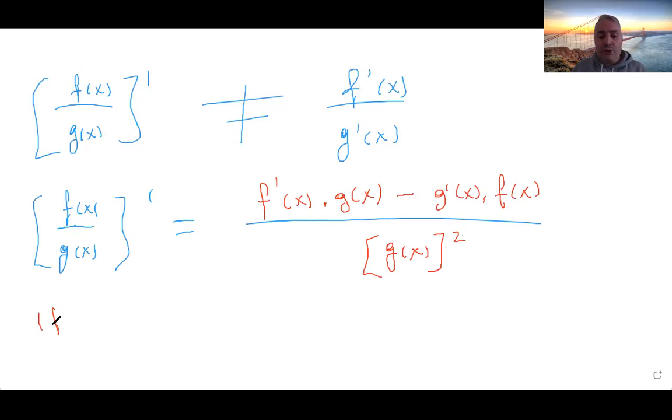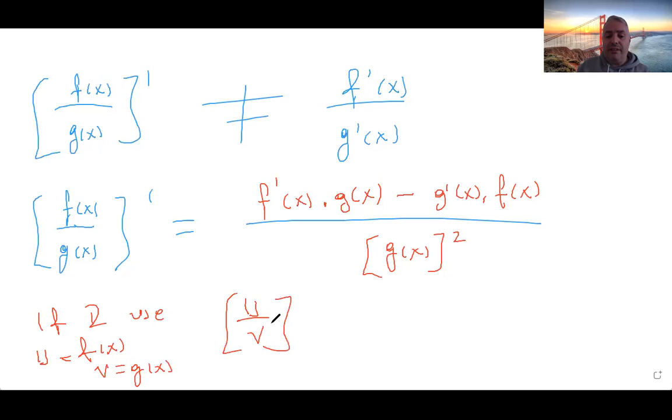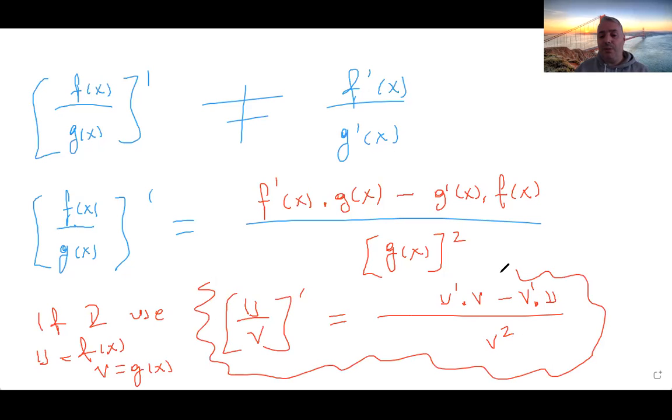So if I use u is f of x and v is g of x, u over v derivative is equal to u prime times v minus v prime times u, over v to the power of 2. So it's better to memorize like this: the derivative of the numerator times the denominator minus the derivative of the denominator times the numerator, divided by the denominator to the power of 2.